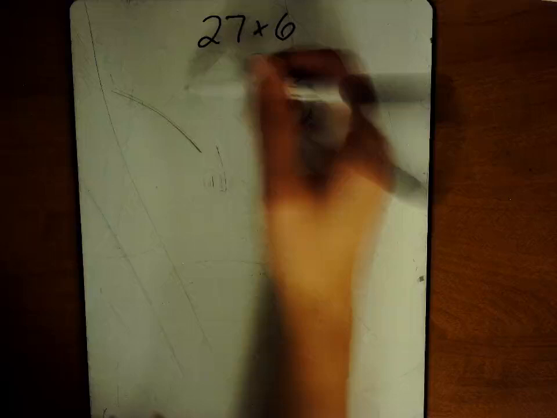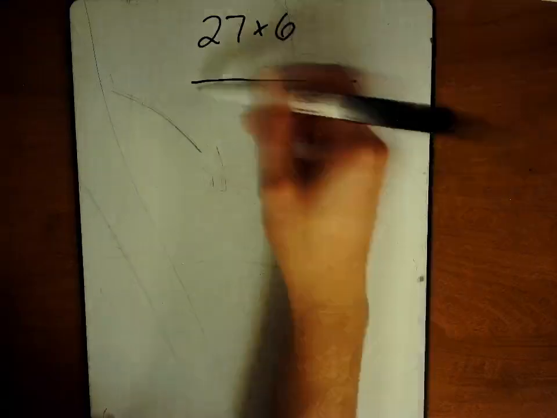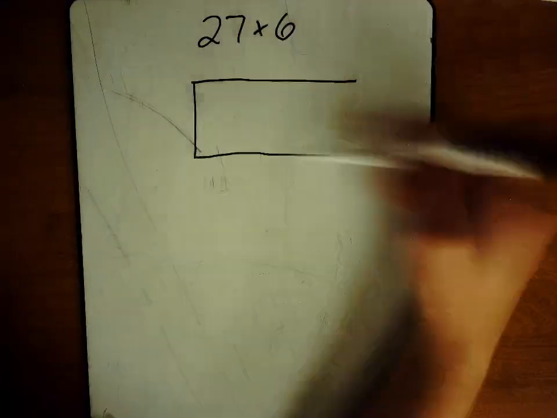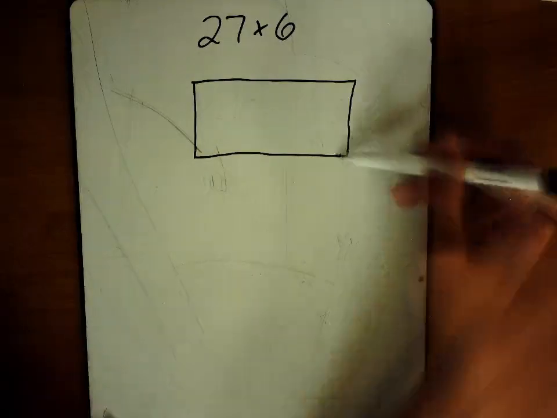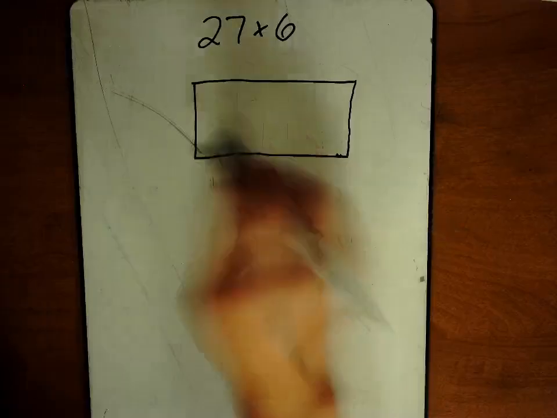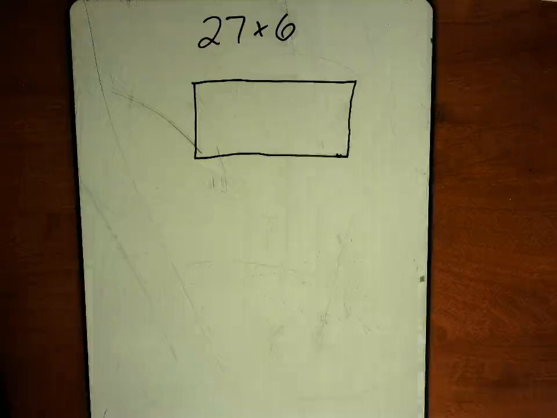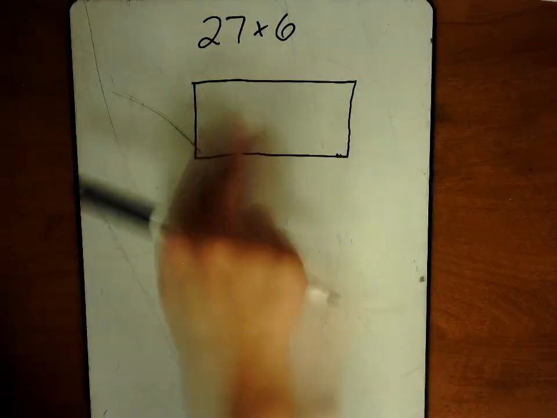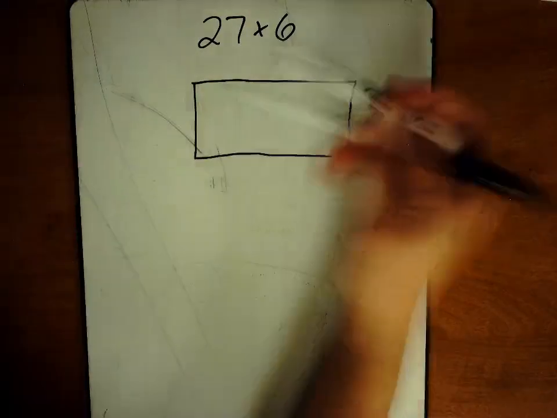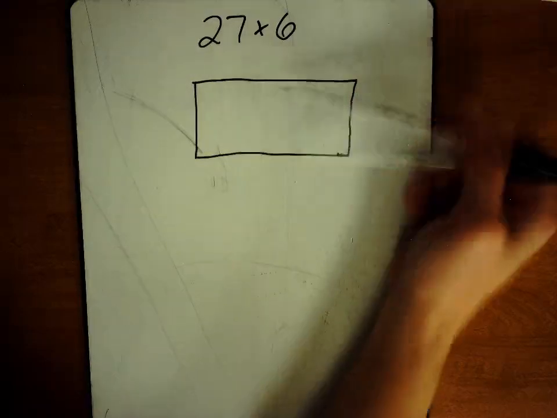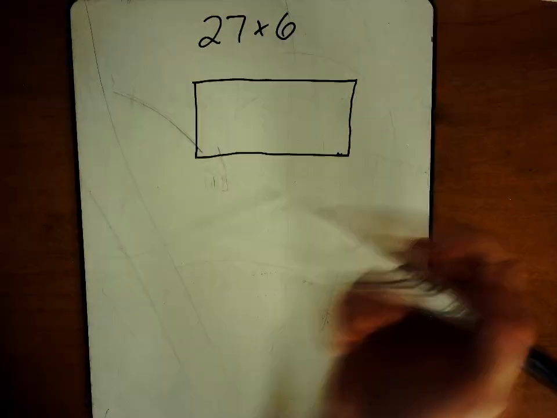So I'm going to set up my 27 times 6 along a rectangle right here, just because we know that the length times the width gets us the area, or the amount inside, and that's really what we're doing. If I were to do 27 rows of 6, that's essentially what we're doing right here.